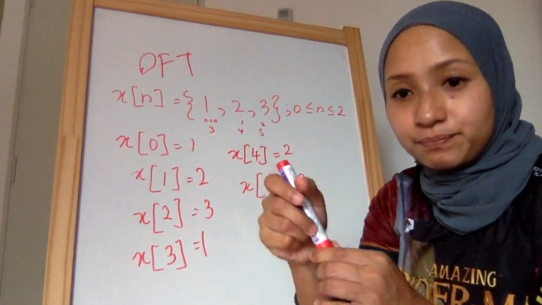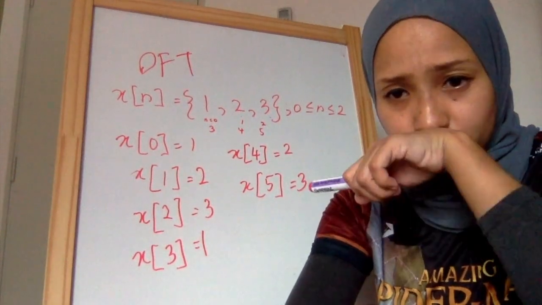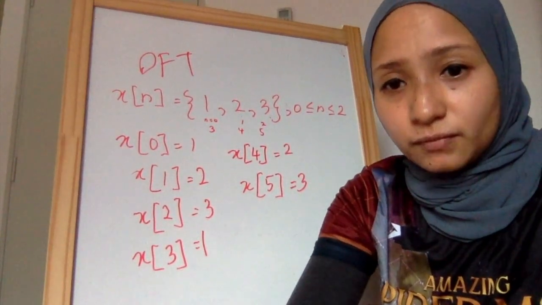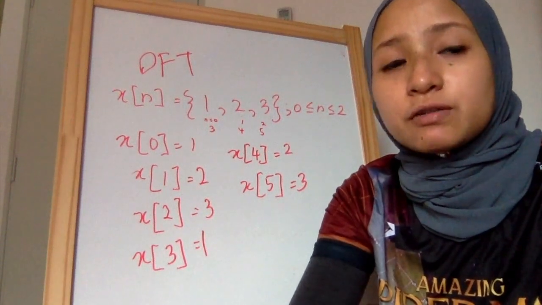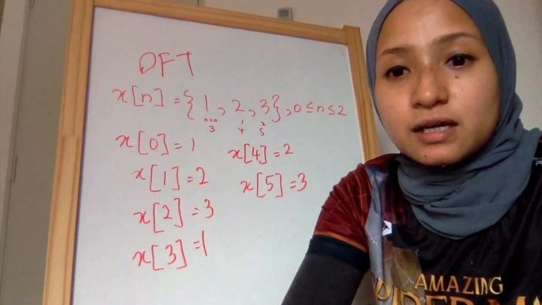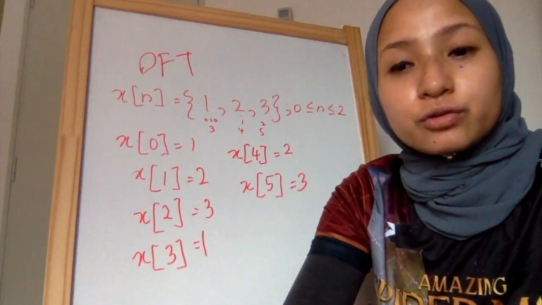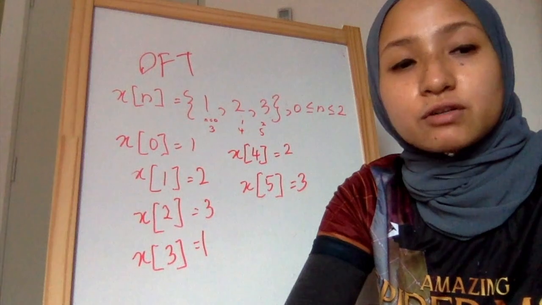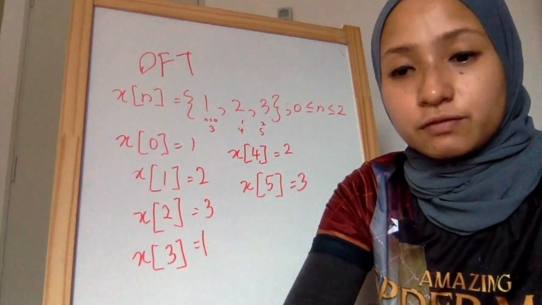Okay, clear? Because of that, for the DFT theorems, we have circular time shifting and circular frequency shifting. Basically, after this, I'm going to show you an example of circular time shifting and also circular frequency shifting.